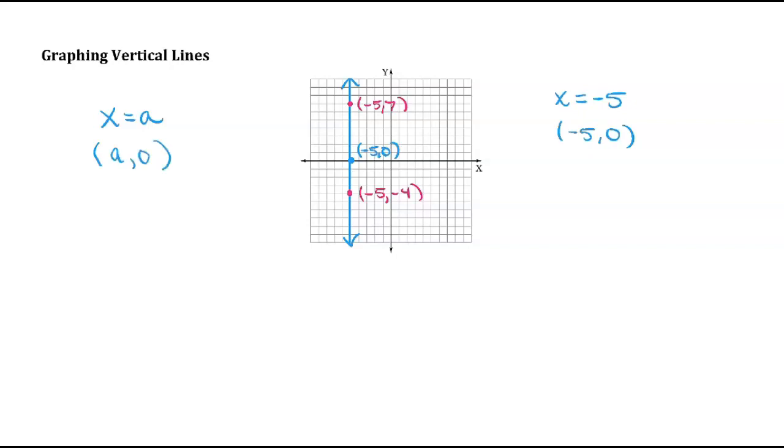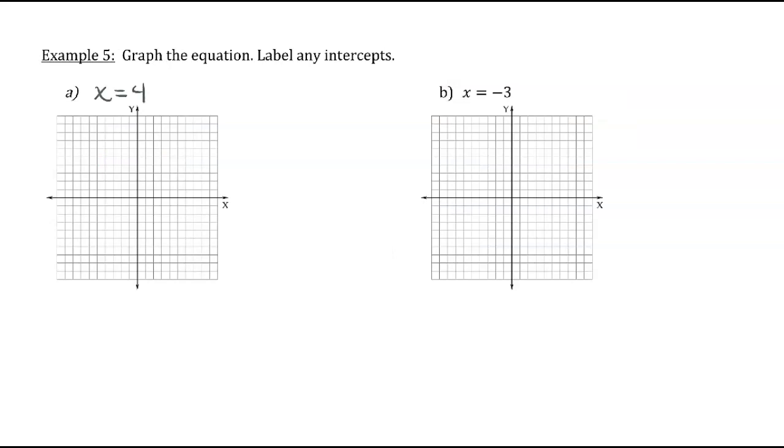Let's take a look at example 5. For example 5, let's look at part a. Since this equation takes on the form x equal to some real number, we know that it's going to be a vertical line. We also know that it's going to go through an x-intercept of (4, 0). Knowing that is enough to sketch our graph. And there we have our vertical line of x equal to 4.